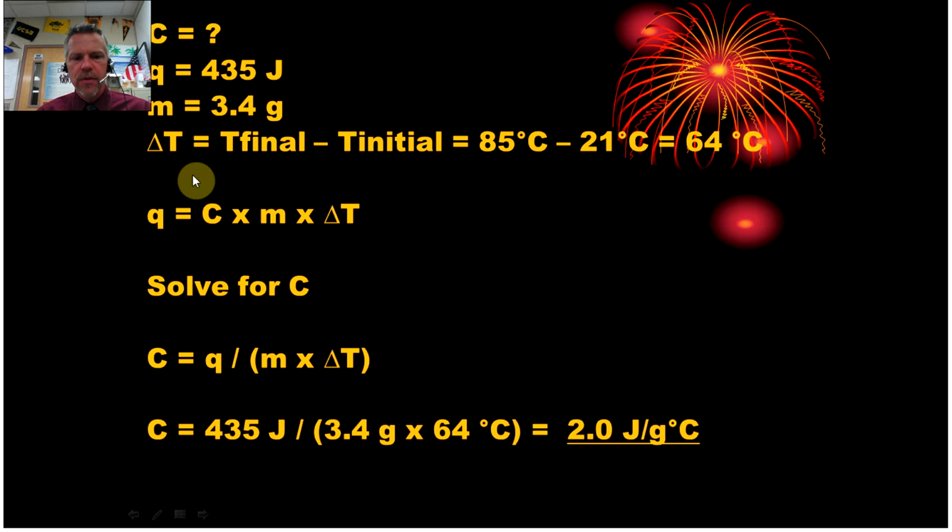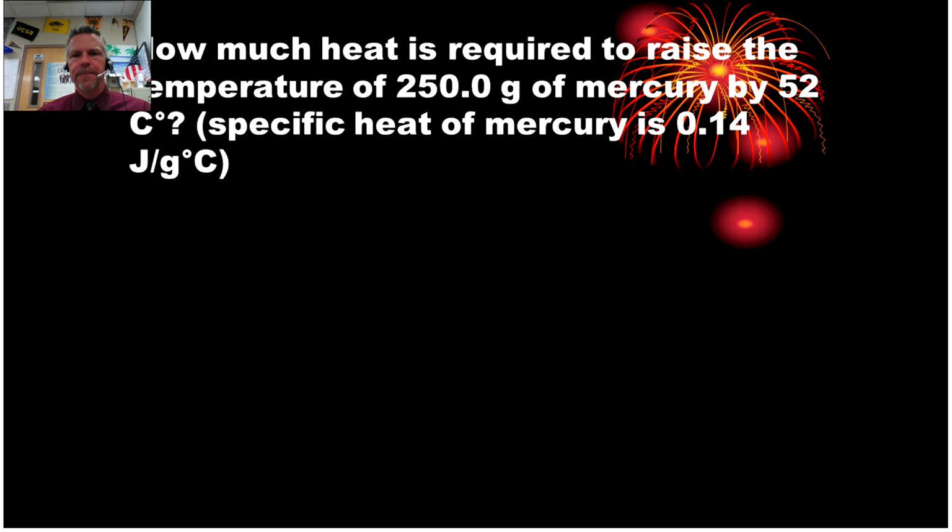Let's substitute numbers in there. C equals 435 joules divided by 3.4 grams times 64 degrees. Where'd the 64 degrees come from? Well, remember, delta T is T final minus T initial, which is 85 minus 21, which equals 64. So you do this math and you should get 2.0 joules per gram degree C. If you remember from a couple slides back, the units for specific heat or specific heat capacity are joules over gram degree C. So that looks like we set it up right. There's our answer.